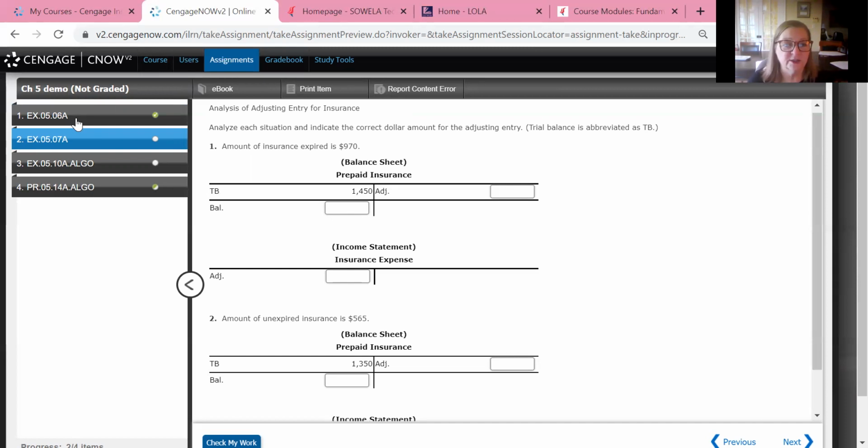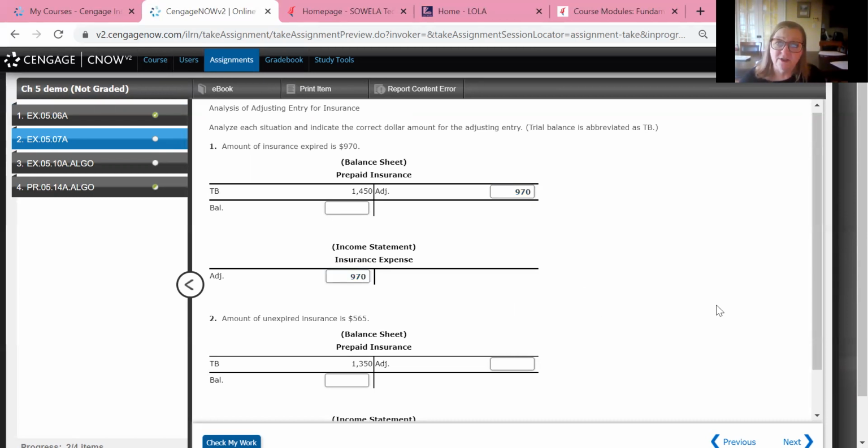So what we've got here is the balance sheet showing up at the time we're making the adjustment, which is at the end of the period, right before we do our financial statements. And that's what this whole chapter is about, the adjustments. Prepaid insurance has a balance of $1,450. They tell us that $970 of it expired. That's telling us to reduce the prepaid account by $970 and shift it over to the insurance expense account.